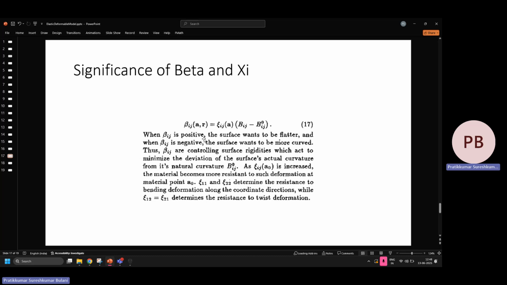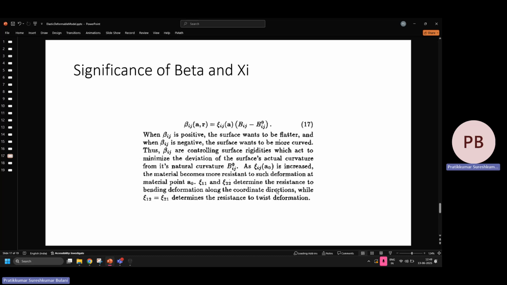And when this bij is negative, my natural state is more curved. Okay, do you want me to repeat? It's fine, right? Okay, and yes, same goes with the shy ij. You can again go through it quickly. So it talks about the twist.